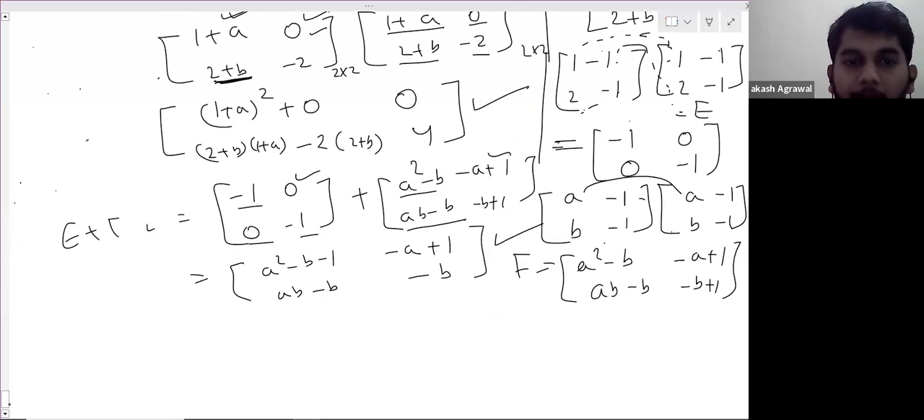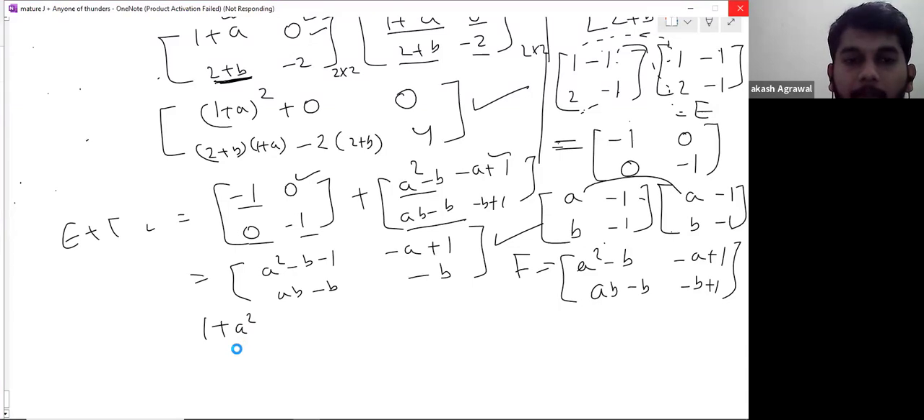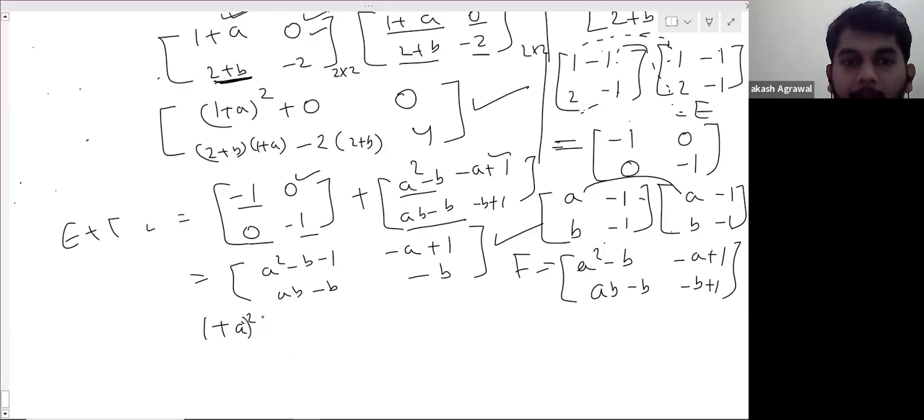I know this is a lengthy question, but this type of questions you will face in the exam. So 1 plus A whole square. And it is just multiplication. Again and again, you have to multiply things and you will get the answer. So 1 plus A whole square and 0. 2 plus B into 1 plus A, minus 2 into 2 plus B. This is 4.